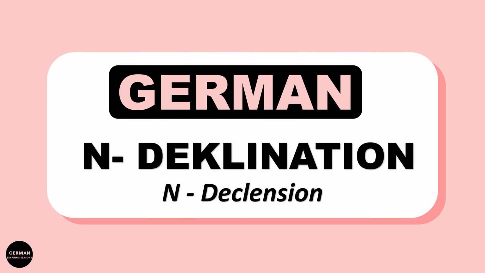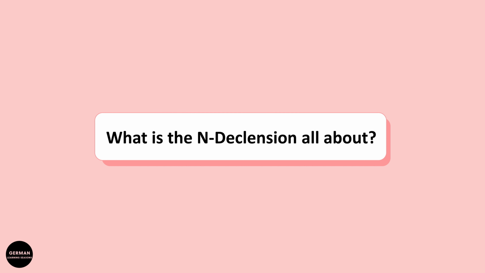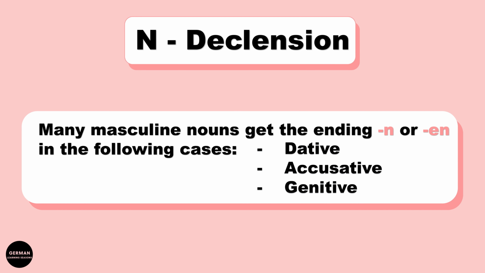In today's video we are going to learn about the N-Deklination, which is in English the N-Declension. So what is the N-Declension all about? In the German language, many masculine nouns get the ending N or EN in the following cases: in the dative case, in the accusative case and in the genitive case. Let's have a look at one example.